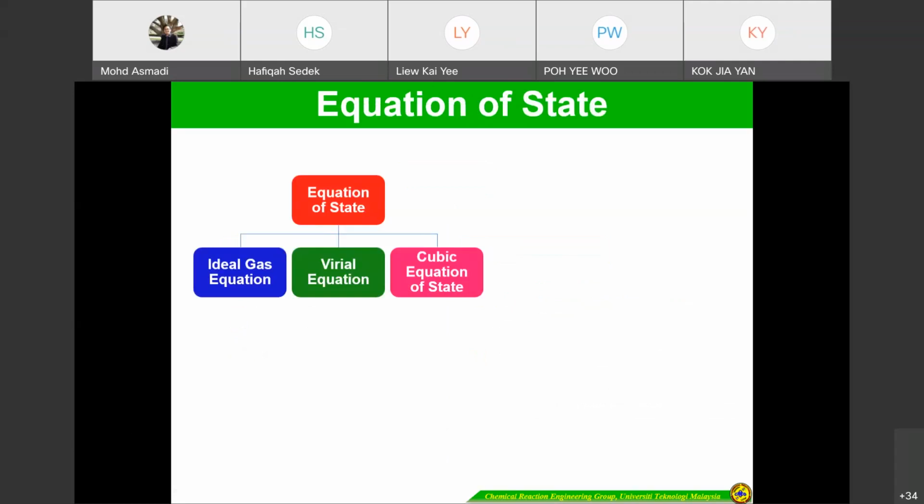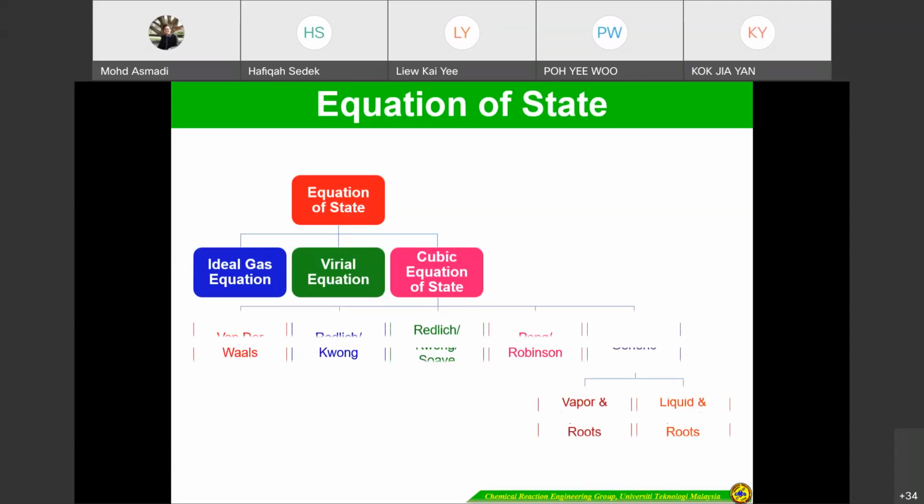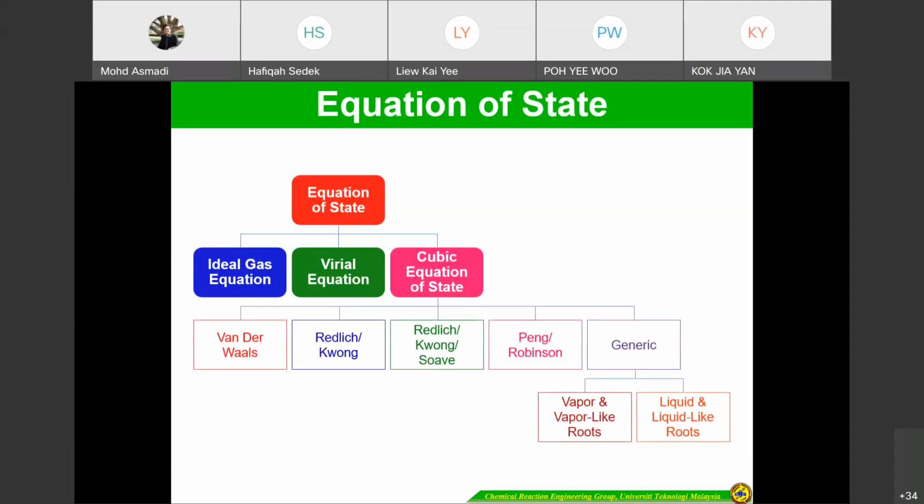Dia punya overall yang you boleh nampak untuk equation of state. First, ideal gas equation, ni yang you pernah guna. Virial equation pun saya rasa dekat mass balance dah pernah guna. Tapi masa bila yang guna virial ni? And then cubic equation, we divided into van der Waals, Redlich-Kwong, Soave, Peng-Robinson, and also generic equation of vapor-like roots and liquid-like roots. Tapi selalunya saya suka guna dua ni.